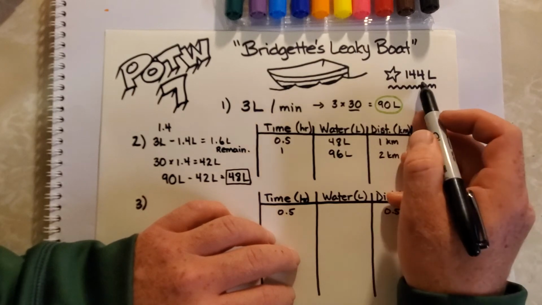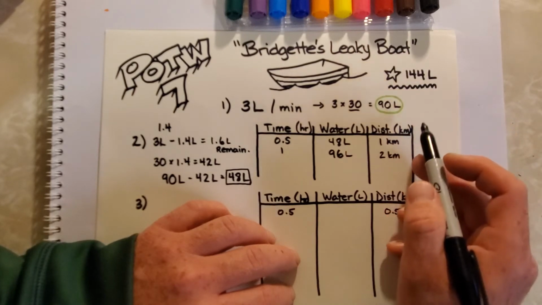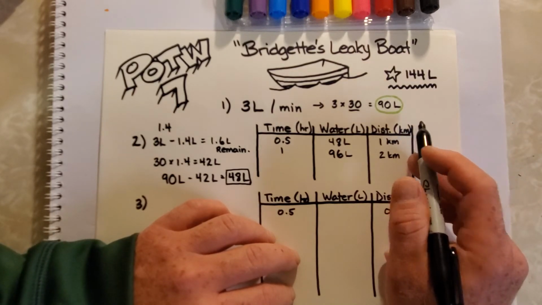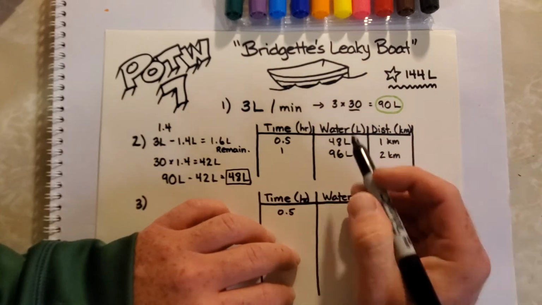Okay, so we're still not at 144, and that's kind of the magic number. That's when her boat will sink. And we know her boat's going to sink right off the edge of the dock. So that basically tells us the whole distance she's traveling.